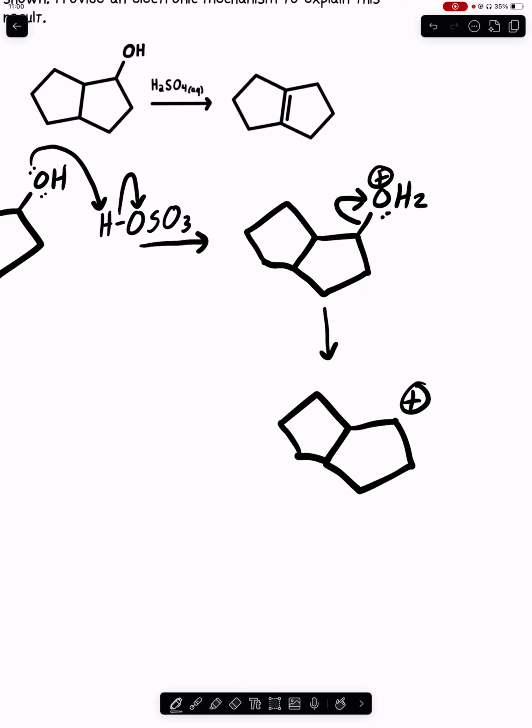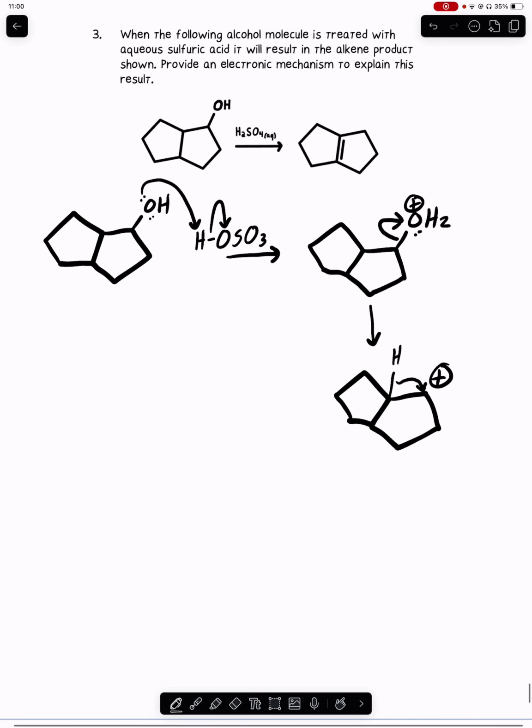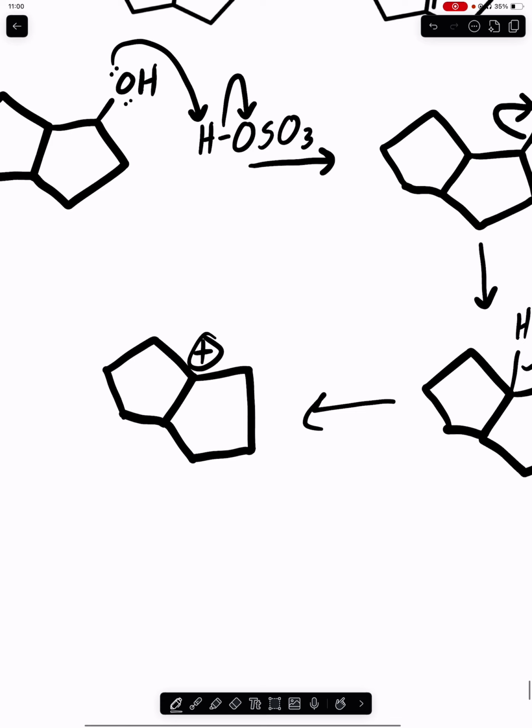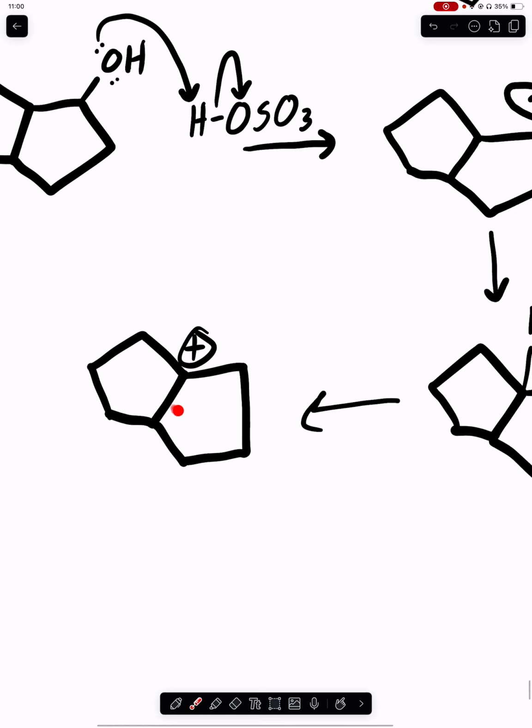So I'm going to draw this hydrogen in. And what's going to happen is those electrons between the carbon and the hydrogen are going to move over here. And when they move to that carbon, they take the hydrogen with them. That's going to end up forming this carbocation. That's going to put the positive charge on that carbon right there. That is a tertiary carbocation. So we made a secondary into a tertiary carbocation. That's a stabilizing situation.